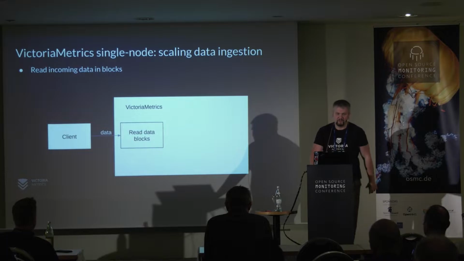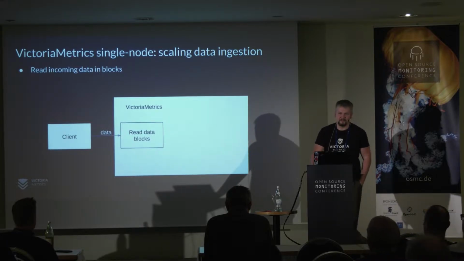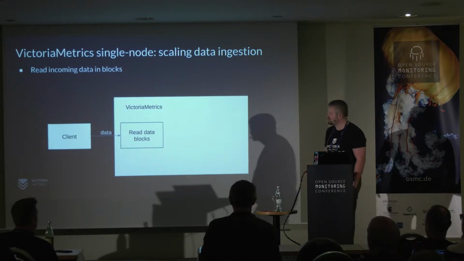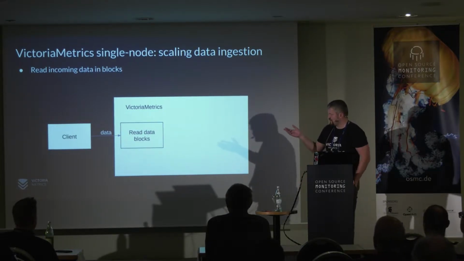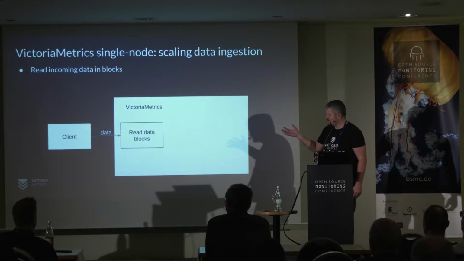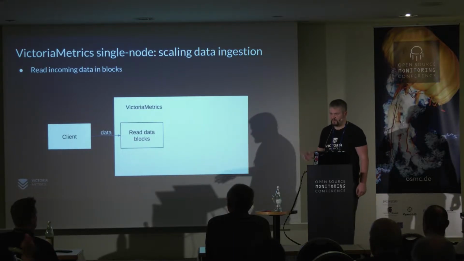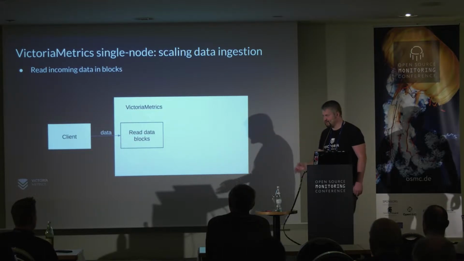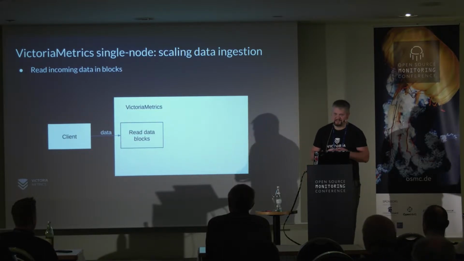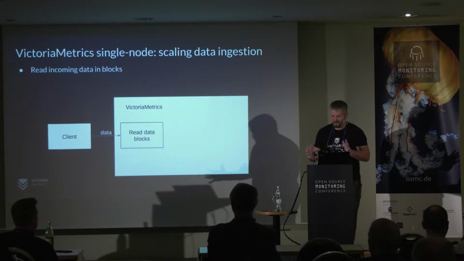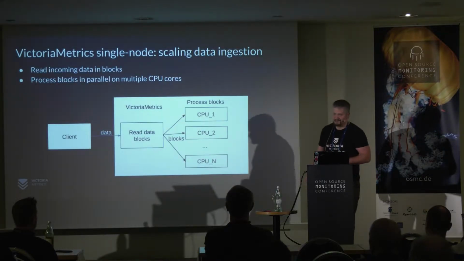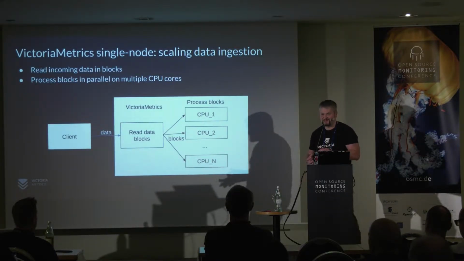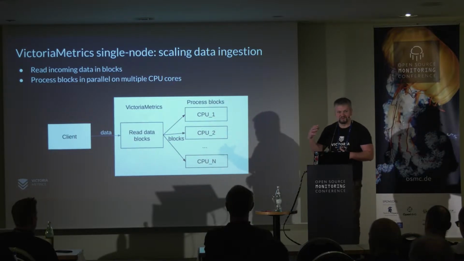Let's look at a few optimizations which allow scaling performance of VictoriaMetrics, and we'll start from the single node version and the data ingestion path. At data ingestion, a client connects to VictoriaMetrics over any supported protocol and sends data to VictoriaMetrics, and VictoriaMetrics reads the data in some kind of blocks over this connection, and then it parses these blocks on available CPUs.